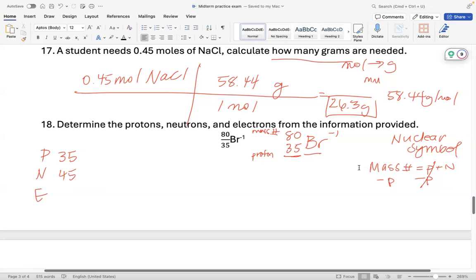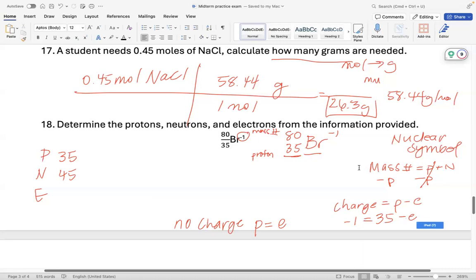Now, electrons. So if you had no charge here, if it was neutral, your protons would equal your electrons. So no charge, protons would equal electrons. But we have a charge. And so charge equals P minus E. So we have a charge of -1. We know we have 35 protons.